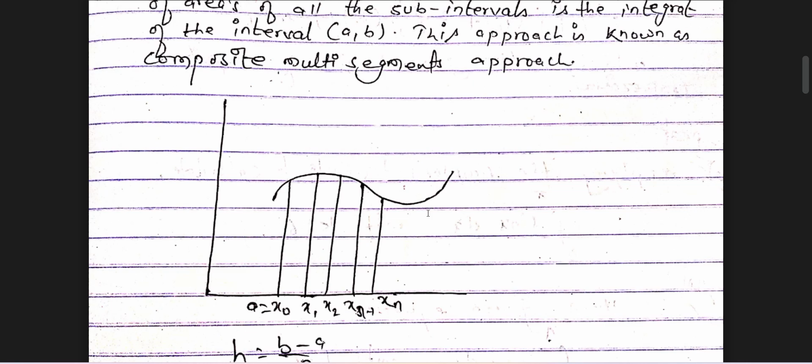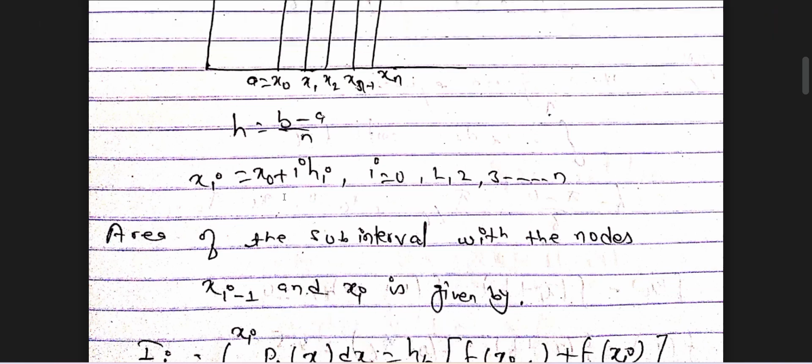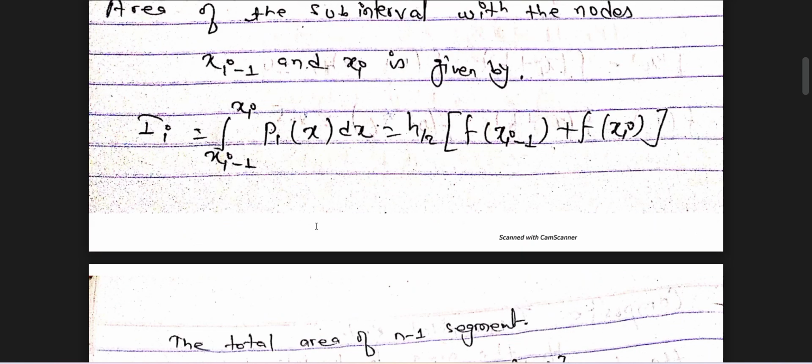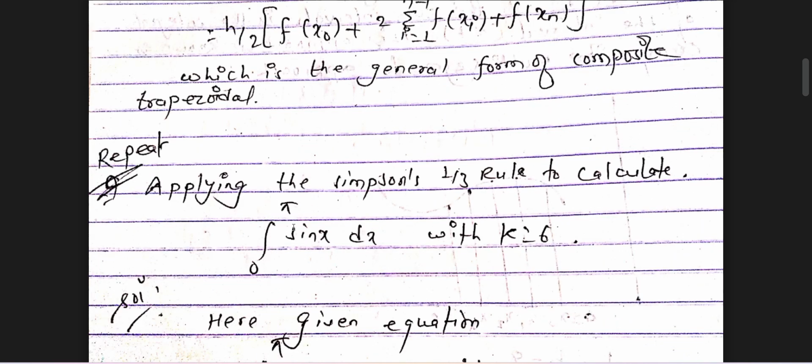A is equal to x0, x1, x2, ..., xn, h is equal to (b minus a) by n. The sub-intervals are indexed i equal to 0, 1, 2, 3. The area within the nodes x1 and x0 is given by the trapezoid, and the total over all segments is the general form of the composite trapezoidal rule. Apply the Simpson 1 by 3 rule and calculate.